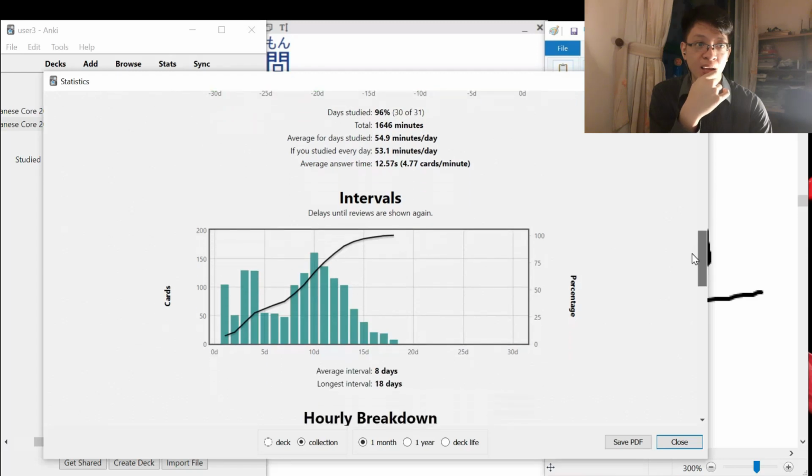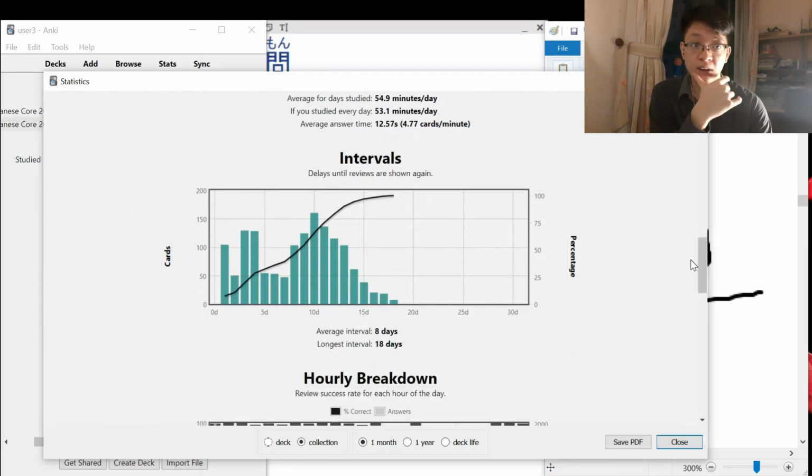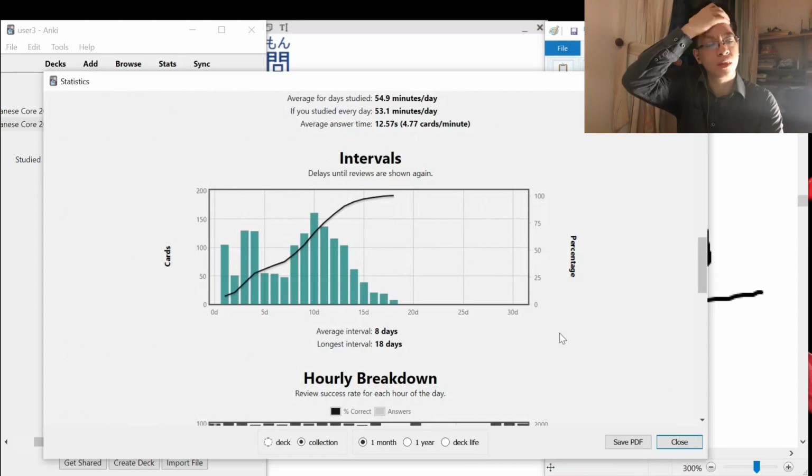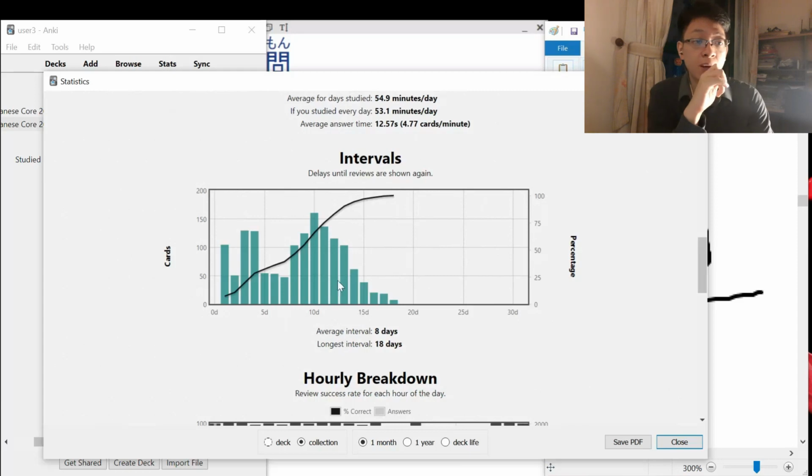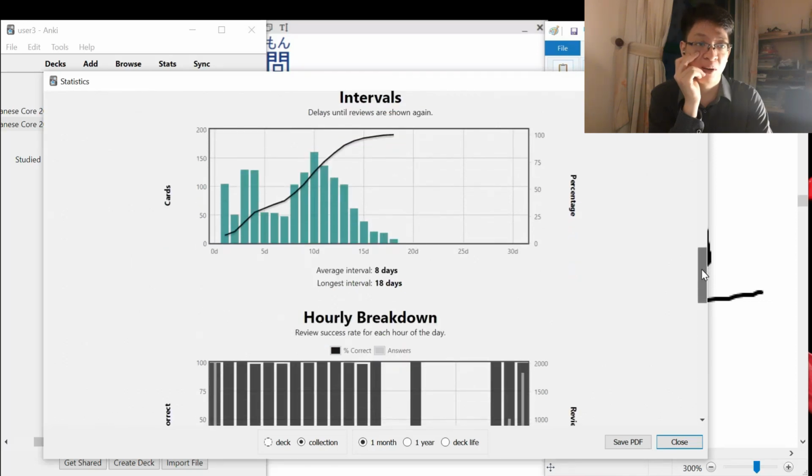Okay, so interval. So the time between when the card will be seen again is on average 8 days, and the longest interval is 18 days. Well, there is a card that took 18 days to be seen again. That's long. Probably a card from day 1 or step 1. Yeah, that's the first one we learned, right? Maybe that's the one that took an interval of 18 days.